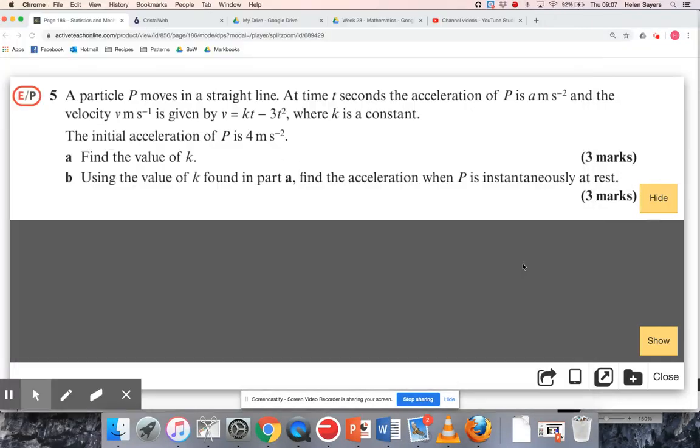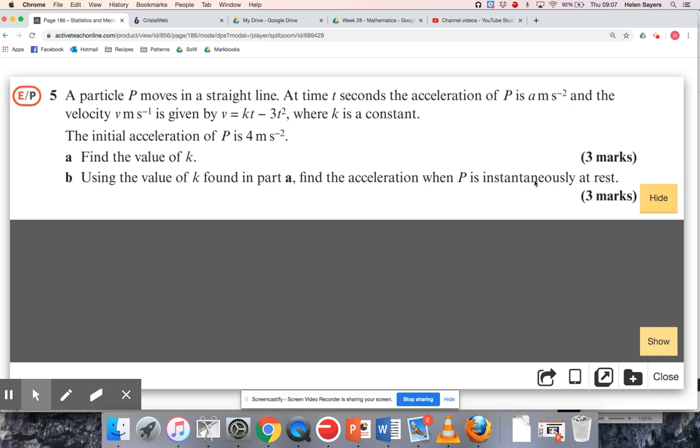Okay, so on to part B. Using the value of k found in part A, find the acceleration when p is instantaneously at rest. So I'm going to find a value for an acceleration, but they haven't specifically told me the value of t yet. I've got to find that. So I need to think about this bit.